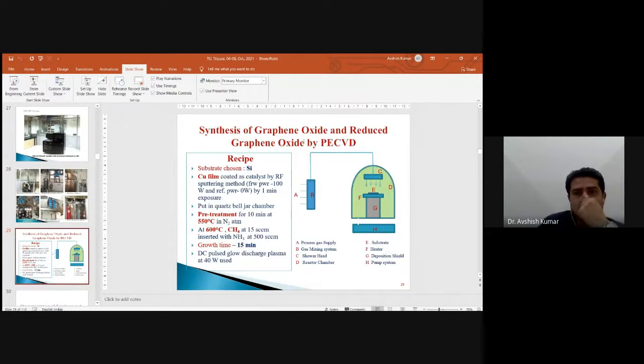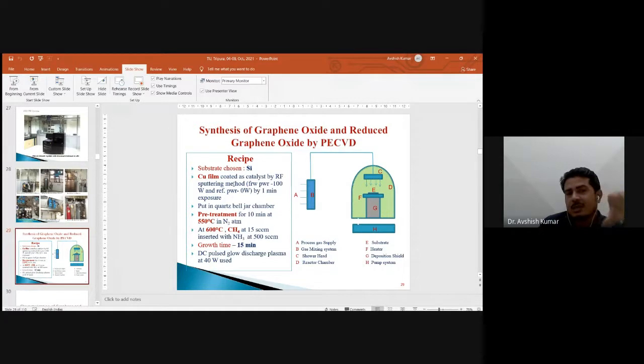So this is the synthesis of graphene oxide. This is basically the chamber, and I want to discuss the recipe I was just talking about. For the synthesis of graphene oxide and its derivatives using this CVD system, you require a catalyst coated substrate, and here our substrate is silicon. We use copper, or you can also use nickel, for the preparation of thin film, and for the thin film you can use the RF sputtering technique.